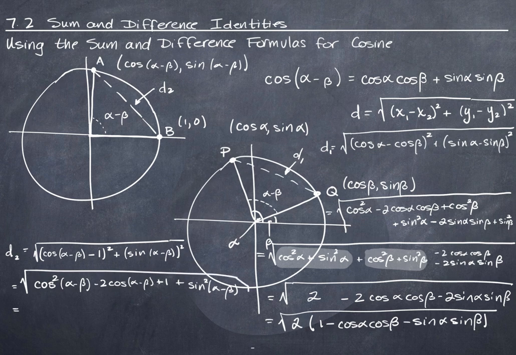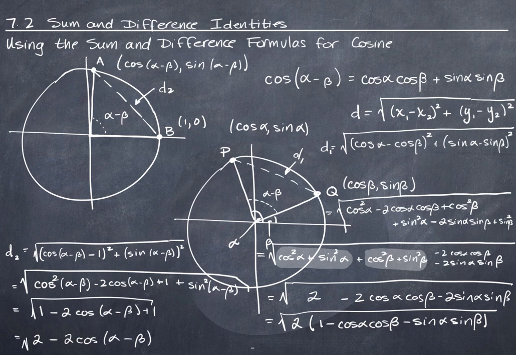Now, the angle alpha minus beta, this is an angle. So I can take the cosine of that angle and then I can square the result. So this cosine squared of alpha minus beta is just the cosine of an angle squared. And this is just the sine of an angle squared. And it's the same angle, the angle that measures alpha minus beta. So those two add up to 1. Cosine squared plus sine squared is 1. Minus 2 times the cosine of alpha minus beta plus 1 under the square root. And if I simplify that, I get the square root of 2 minus 2 cosine of alpha minus beta.